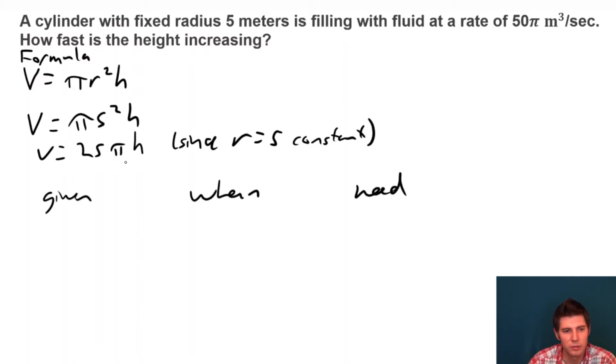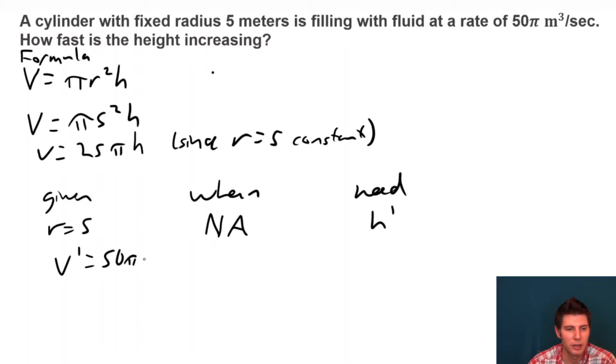So the given was what we used to simplify this. That is the r is 5. And it's a constant. The when doesn't matter because since it's a cylinder and it's a constant rate of filling up, the height's going to change at a steady rate. So there's no when to include. And the need is h prime. Oh, they're also telling us v prime equals 50 pi.